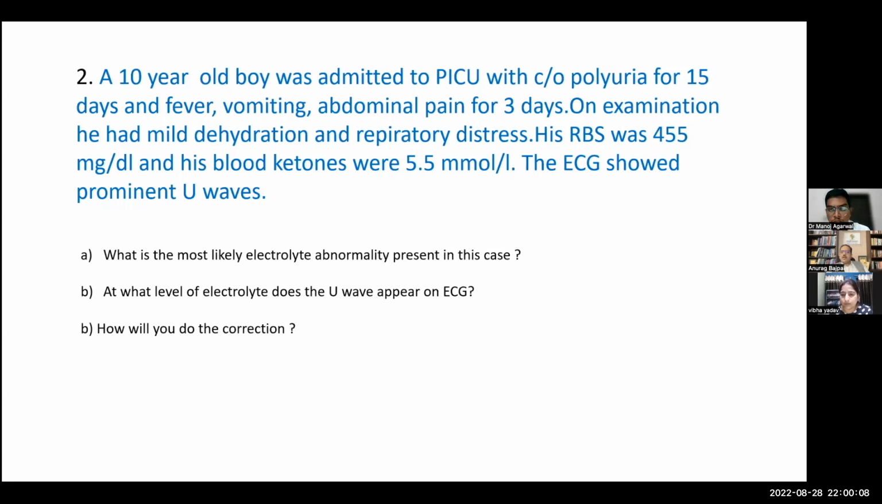So this we have discussed. You will probably have to not give insulin. You have to give in the hydration phase. And this is unusual, but then you have to treat it accordingly. Yes, definitely. Now moving to the next question.